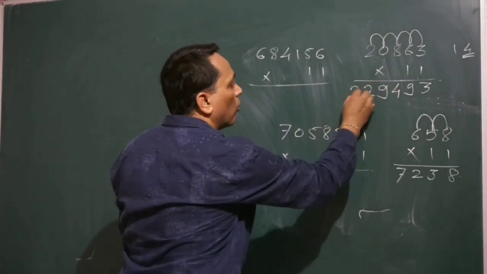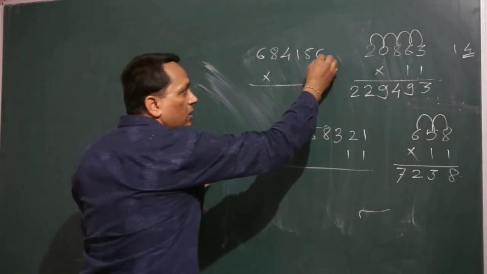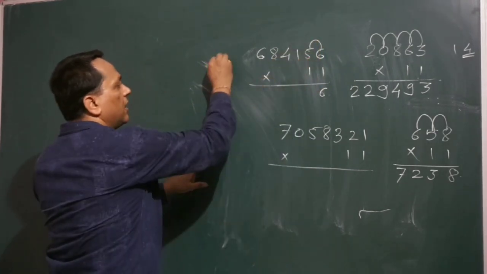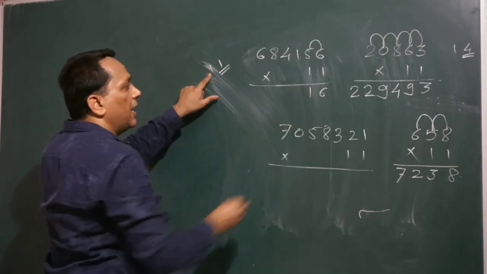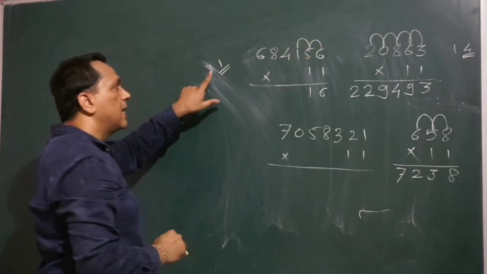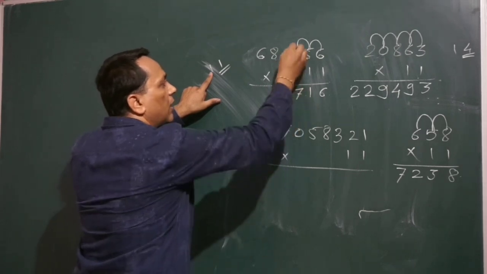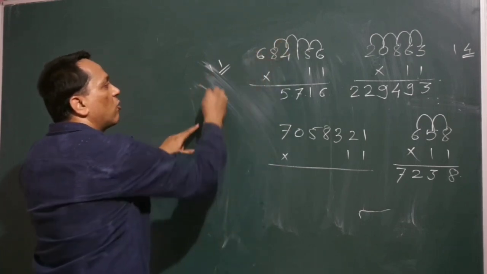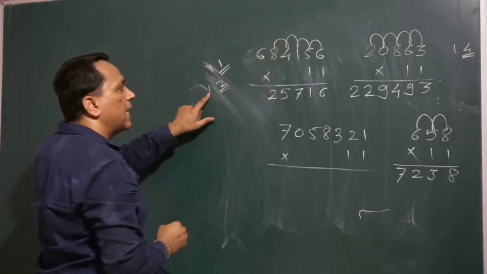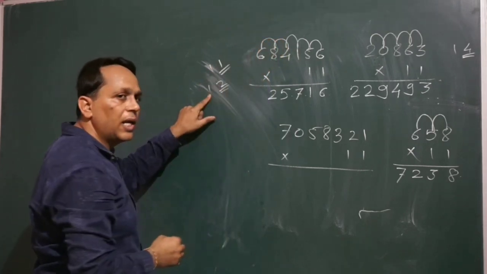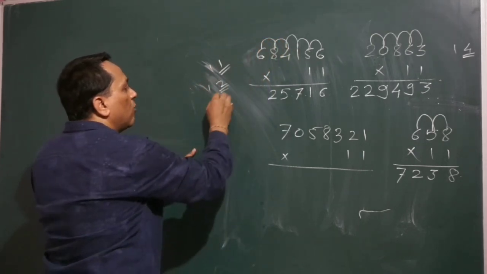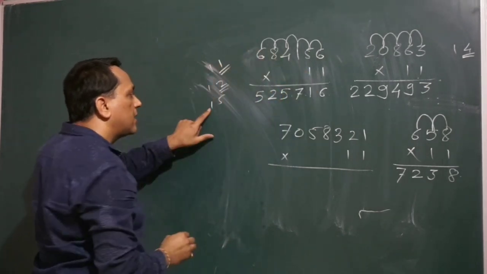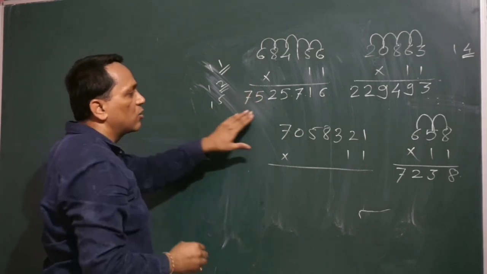2 ones are 2. Next problem, first we write 6 ones are 6, then we add these numbers, 6 plus 5 is 11, we write 1 here, 1 is carry, we then add 5 plus 1 is 6, 6 plus 1 carry is 7, then we add these numbers, 4 plus 1 is 5, then we add these numbers, 8 plus 4 is 12, we write 2 here, 1 is carry, then 8 plus 6 is 14, 14 plus 1 carry is 15, we write 5 here, and 1 is again carry, 6 ones are 6 and 6 plus 1 carry is 7. So this is our answer.